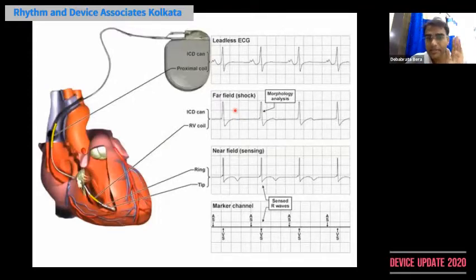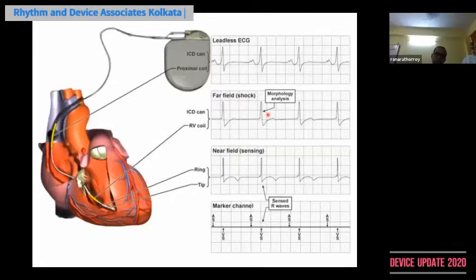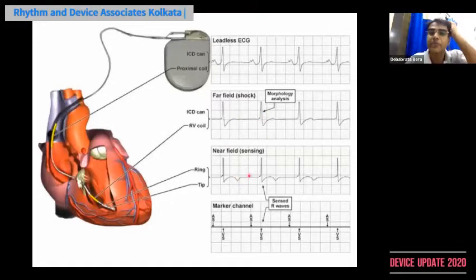The second important thing is, generally this near field and far field go hand in hand. If you look at these two electrograms, you know this and this are simultaneous. So if a patient has a VT, obviously it will be fast, but it will be reflected in both the channels. It cannot happen that you see VT in far field, but there is no VT in near field. And the same is vice versa.